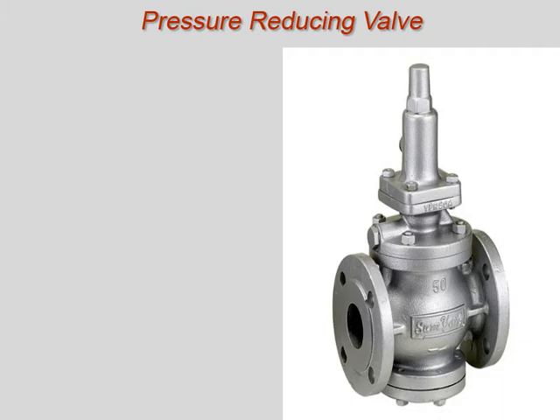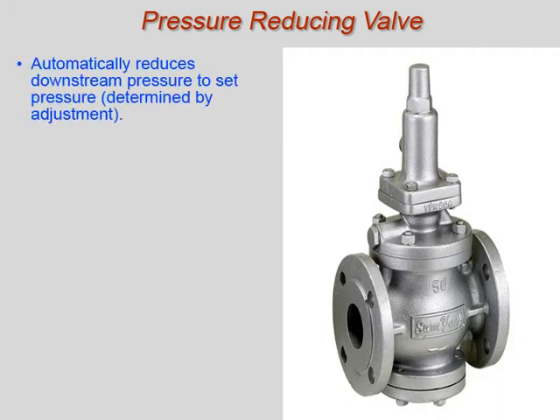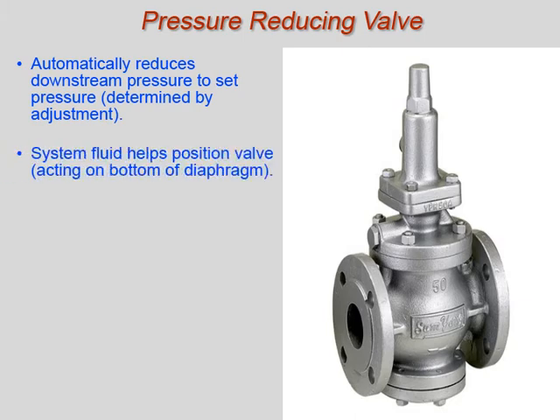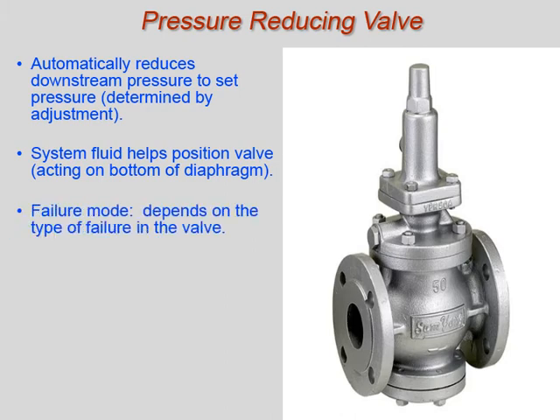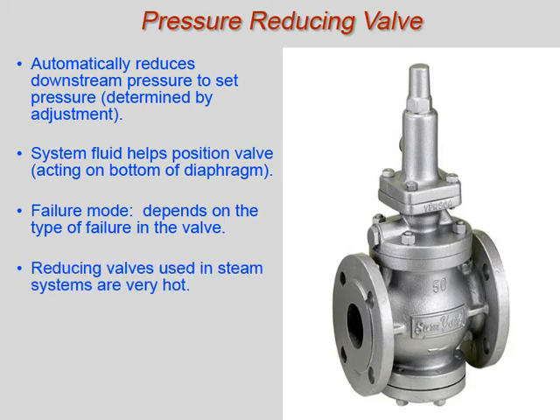A pressure-reducing valve automatically reduces downstream pressure to a set pressure, which is determined by the set screw adjustment. The downstream system helps position the valve, acting on the bottom of the diaphragm. The failure mode of the valve depends on what type of failure occurs, such as a spring break or a diaphragm rupture. Valves used in steam systems are very hot and should be adjusted using the appropriate PPE.